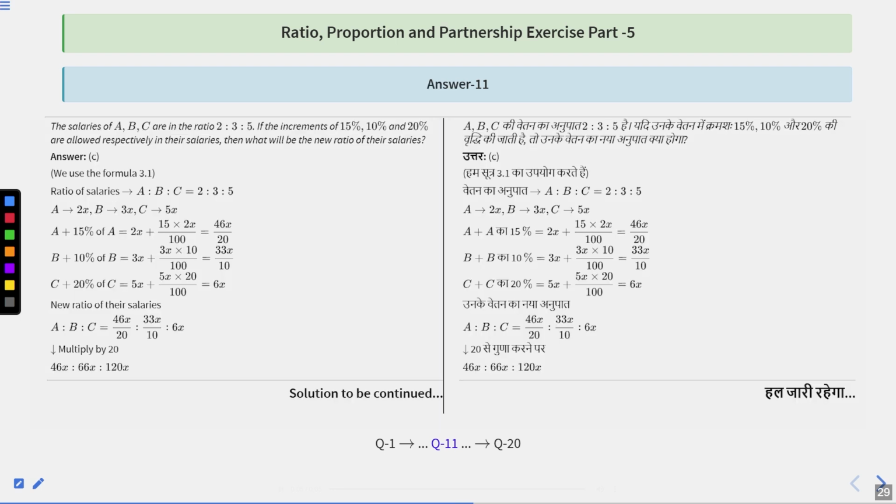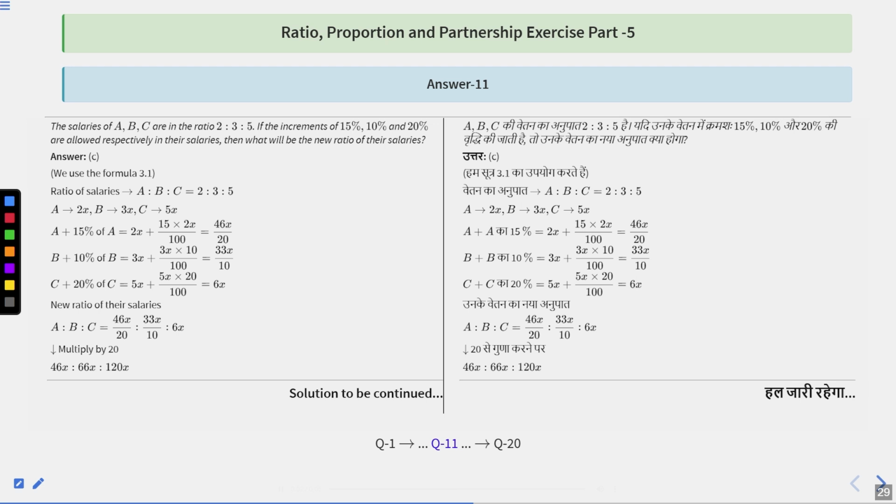Now time's up. Let's see the solution. The ratio of the salaries of A, B, C is 2:3:5. So we can say that A gets 2x, B gets 3x and C gets 5x. According to the question, the increment of A's salary is 15%, B's salary is 10% and C's salary is 20%. So what will be the total salary of A?